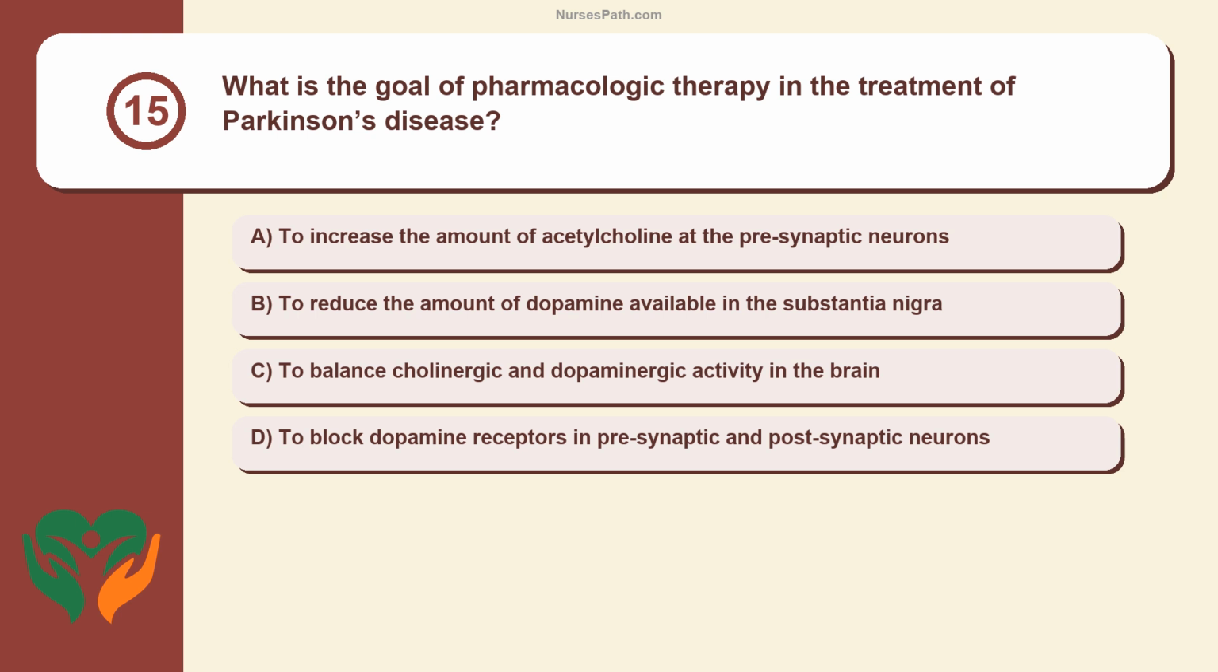Question 15. What is the goal of pharmacologic therapy in the treatment of Parkinson's disease? To increase the amount of acetylcholine at the presynaptic neurons. To reduce the amount of dopamine available in the substantia nigra. To balance cholinergic and dopaminergic activity in the brain. To block dopamine receptors in presynaptic and postsynaptic neurons.